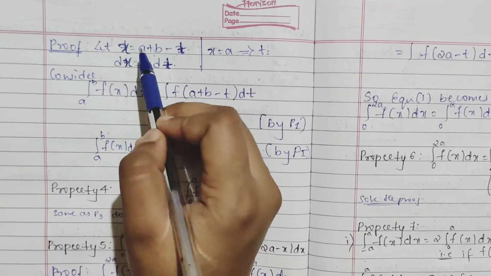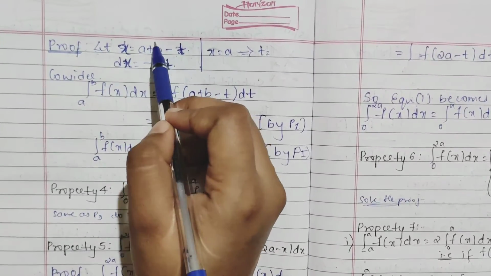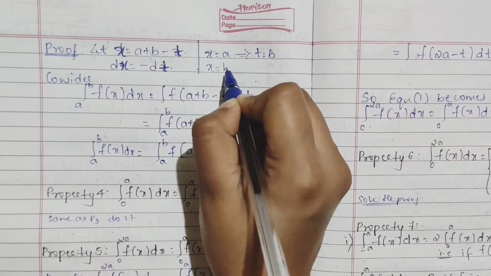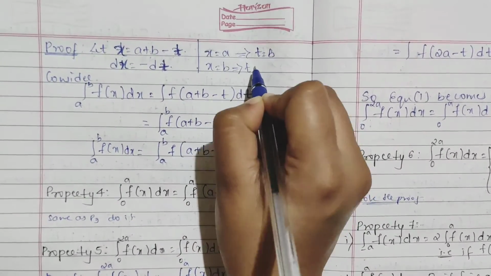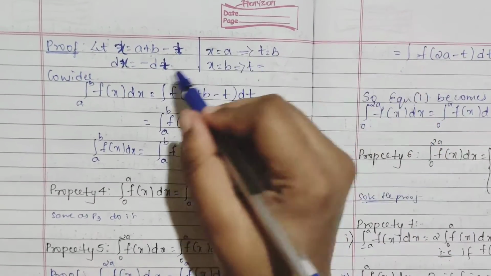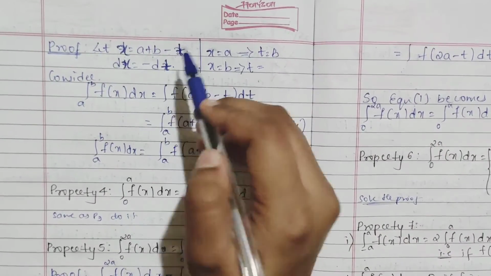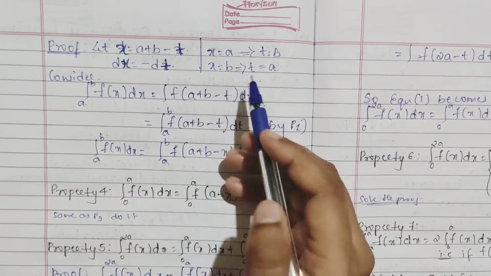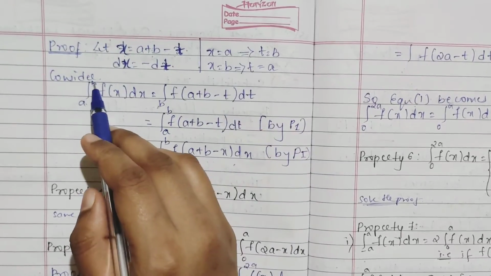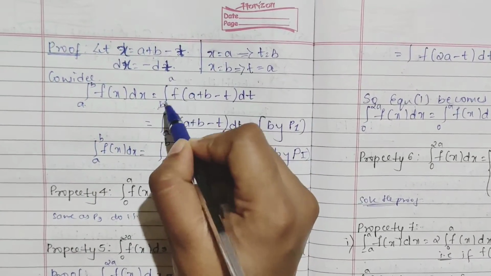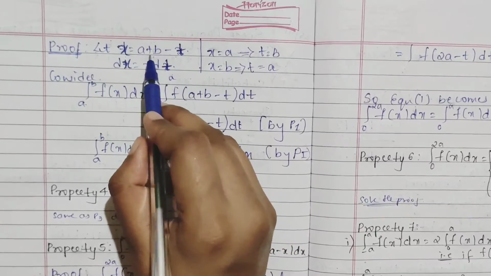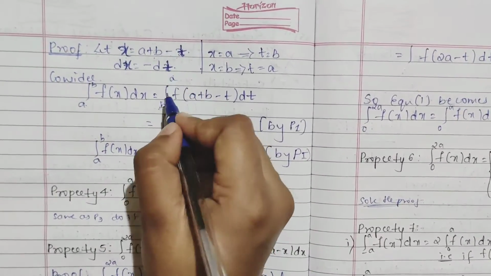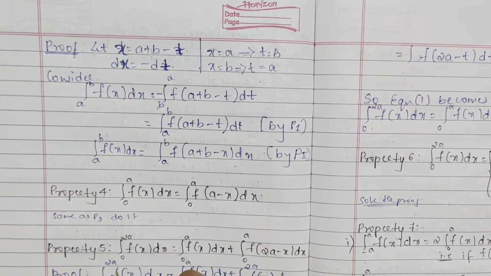When you put x equal to a, a minus a becomes 0, remaining b minus t, so t will be b. Now when x is equal to b, b minus b becomes 0, t will be a. So when x is a, t is b, and when x is b, t is a, which means your limits change, and x is a plus b minus t, and dx is minus dt. So the minus sign I am writing with dt.